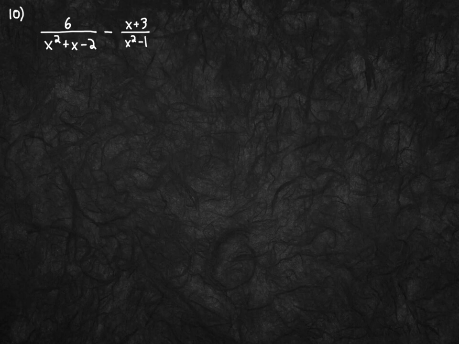Okay, the last little video for this section. I've got 6 over x squared plus x minus 2 minus x plus 3 over x squared minus 1. So the two denominators I have to factor, but the numerators I don't.